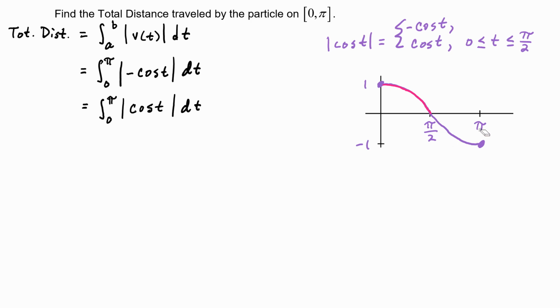After pi over 2 and up to pi, we see the y values of cosine are negative, and if cosine is negative, then we will have to take the opposite of cosine of t. So that means from pi over 2 to pi, we will have to take the opposite of cosine t, which will flip it over the x-axis. And now this is our graph of the absolute value of cosine t.